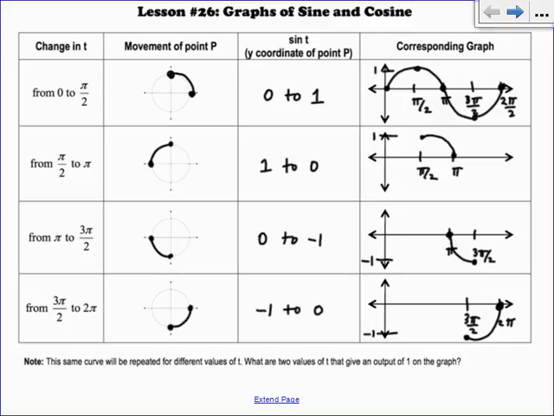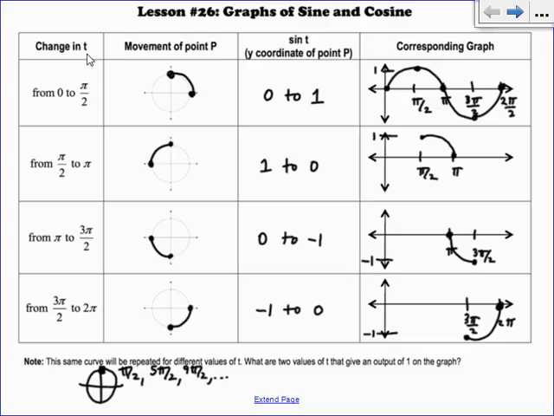So it says the same curve will be repeated for different values of t, or theta. Okay, so as we go around the unit circle, remember, every rotation of 2 pi gave me the same y values, right? So it says, what are two values of t, or theta, that give an output of 1 on the graph? So if we think about it, on our unit circle, we had 1 at pi over 2, but then we also had it at 5 pi over 2, 9 pi over 2, and so on. So it actually has to repeat.